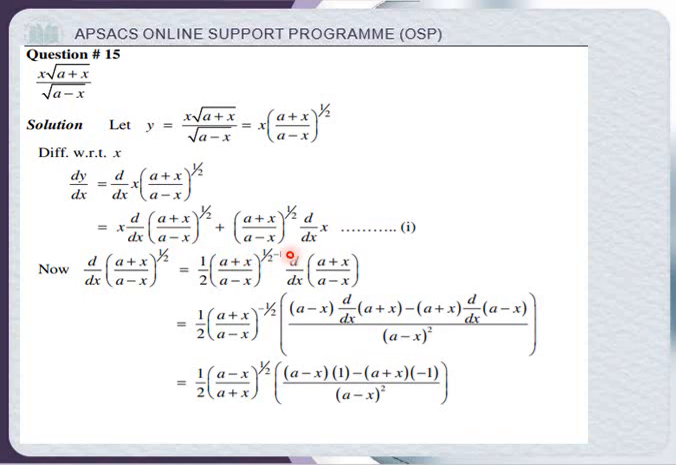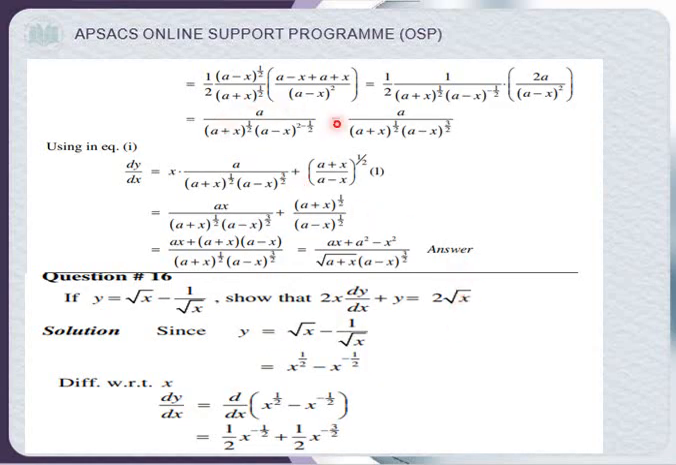Because it is a lengthy thing, first I take this part and then I put it in equation number 1. And for the derivative of a plus x upon a minus x, again you know which formula we have to apply. Which formula? U upon v, v square, v same, u derivative and all the thing. And by the simplification you can see the answer.